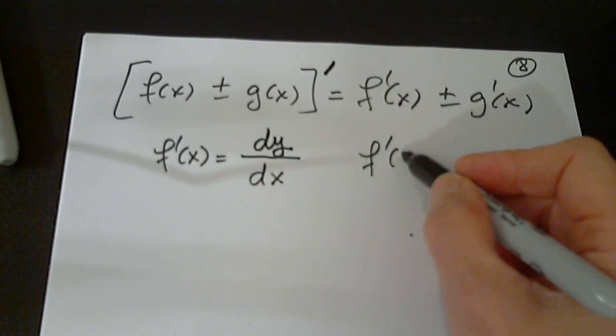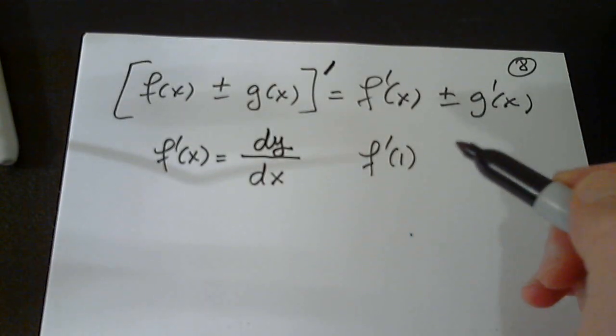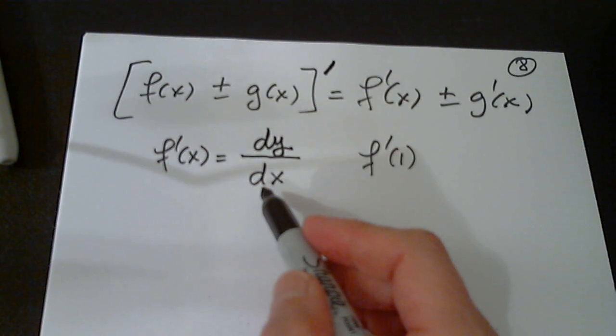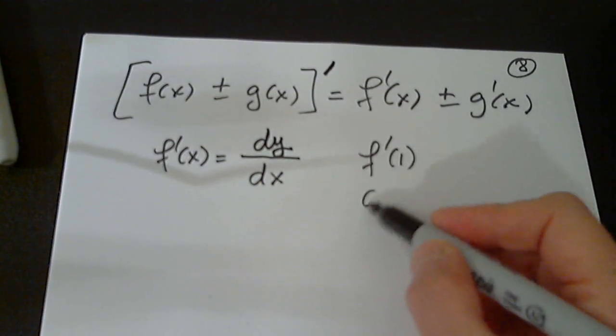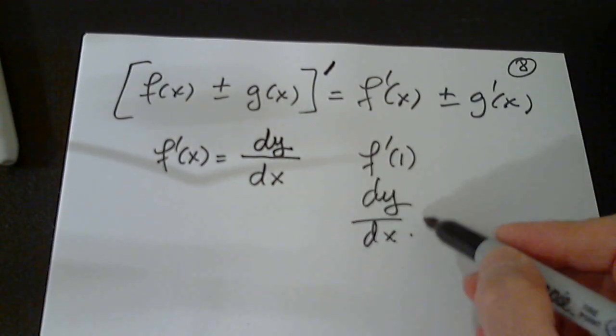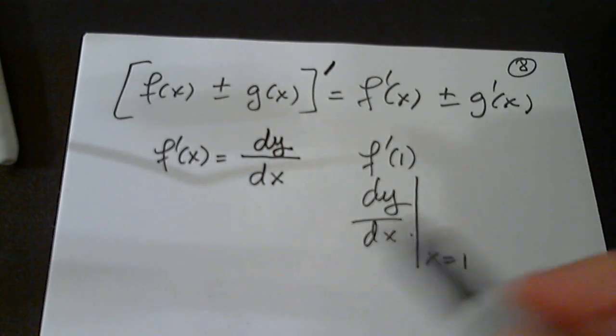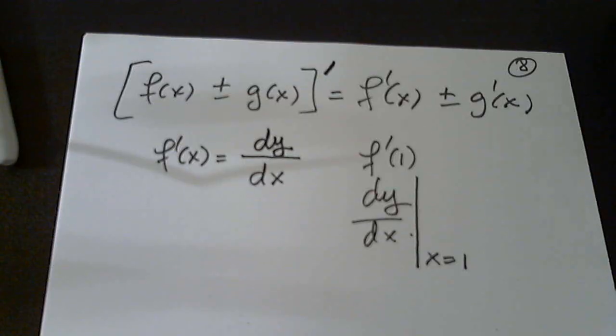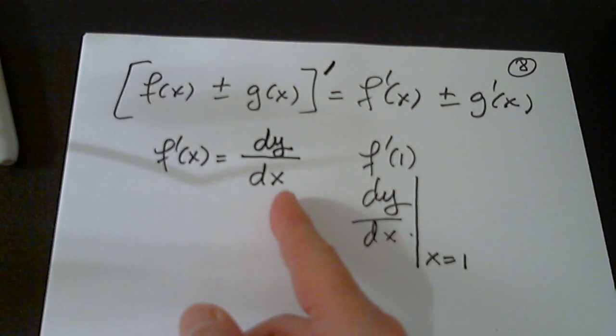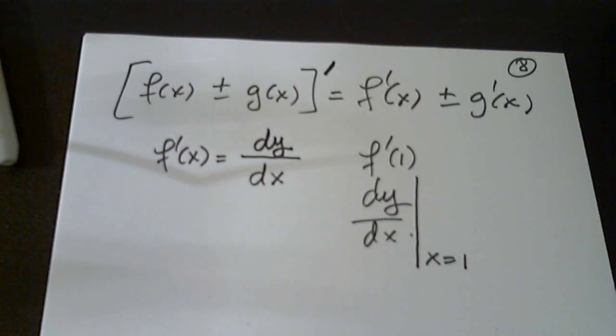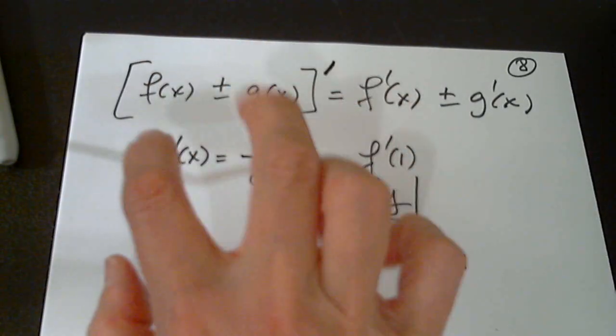Because I can tell you find f prime of 1. But if I want to use this notation, it's a little bit more cumbersome because I have to say dy over dx evaluated when x is 1. More writing if you want. But they are the same. This is called the Leibniz notation. Not very important. So they mean the same thing.